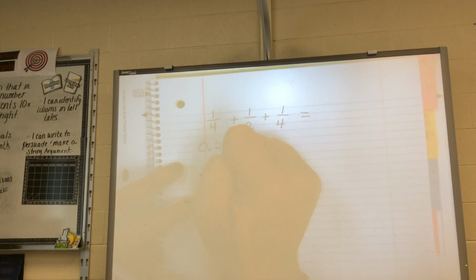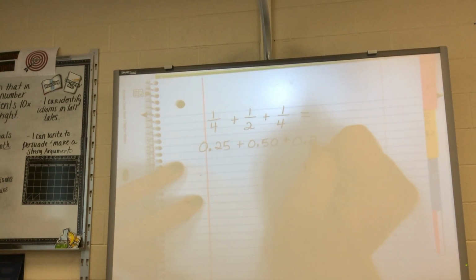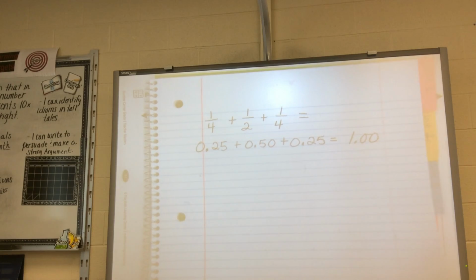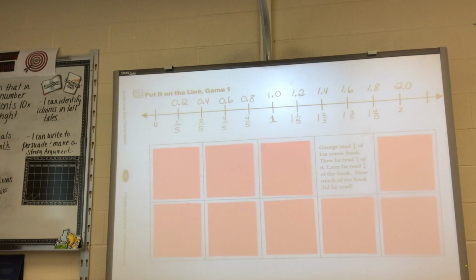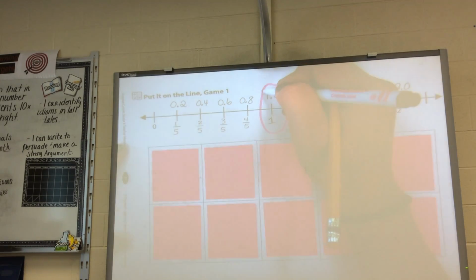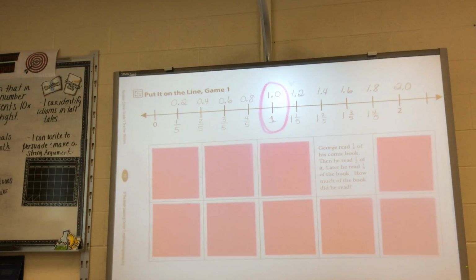So 25 cents plus 50 cents plus 25 cents, that equals $1, which is 1 whole. So I am pink. I'm going to circle 1 whole for me. Okay? Now it's your turn.